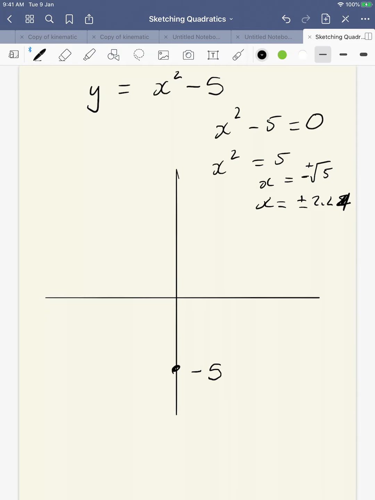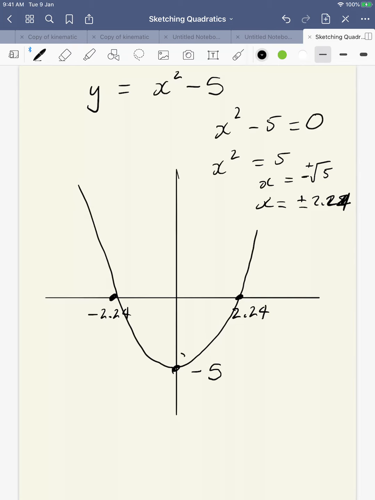2.24, not 2.25. So 2.24, and again, look, it's a sketch, so it doesn't have to be to scale. But if that's 2.24 in this direction, I'll make it vaguely the same over here. And I can now sketch the quadratic because it does this. And it's a parabola.